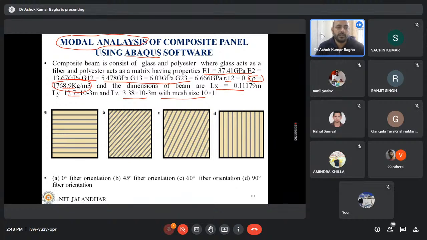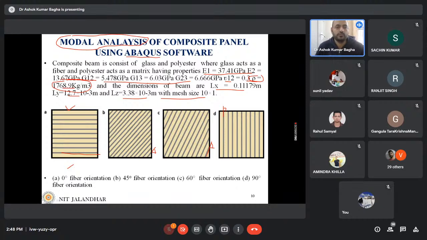So the fibers can be reinforced in the matrix at 0 degree. So you will see the fibers are at 0 degree. The fibers can be reinforced at 45 degree. So this is 45 degree. The fibers can be reinforced in the 60 degree direction, right? And the fibers can be reinforced at 90 degrees. So these are the different orientations in which the fibers are reinforced in the matrix, right?